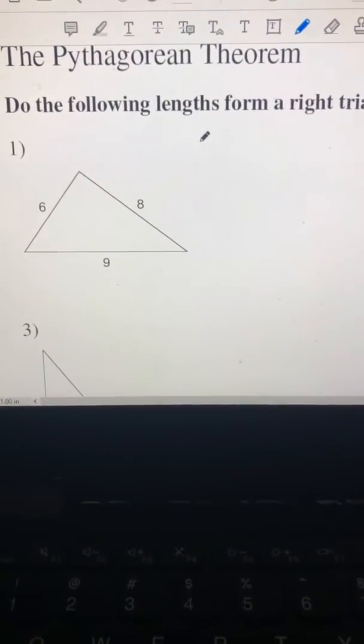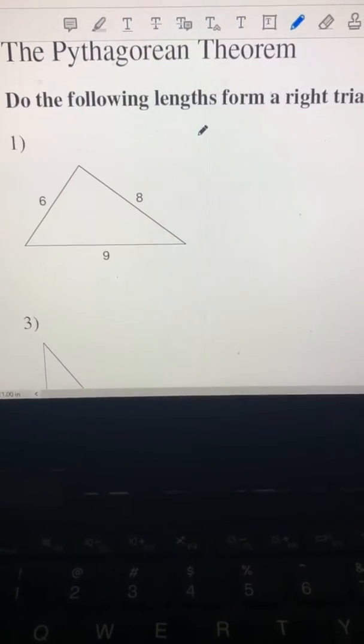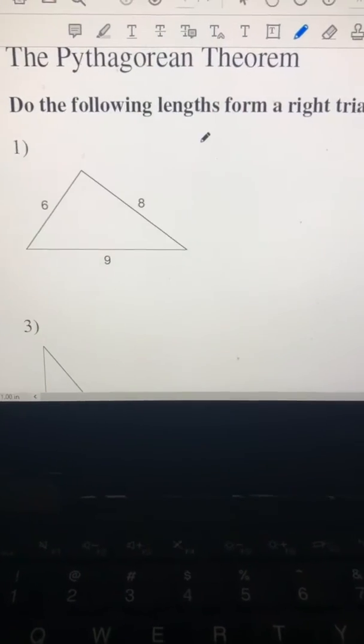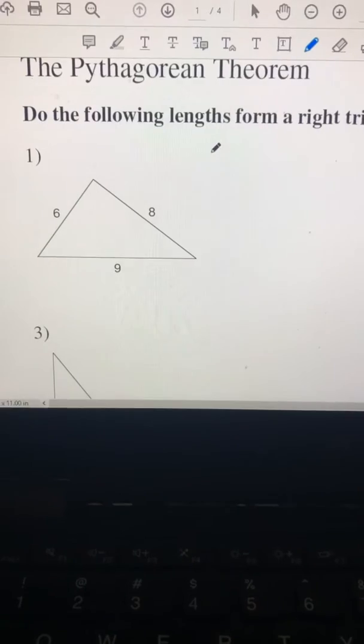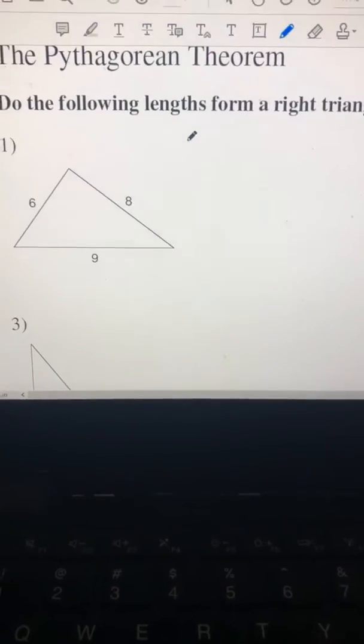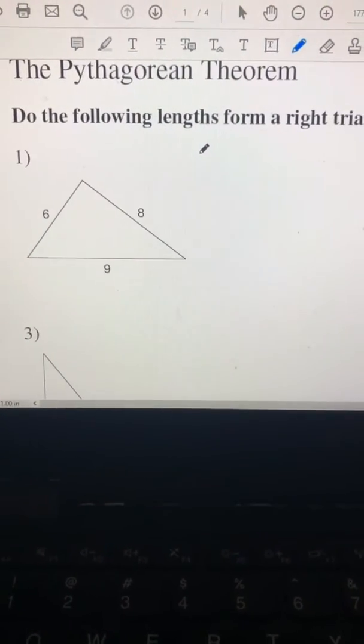Alright, so I'm just going to complete a couple of problems from the Pythagorean Theorem worksheet I just posted. You shouldn't do this worksheet if you have not completed the Khan Academy assignment, so be sure to do that first. If not, everything I'm doing might seem a little more foreign to you.